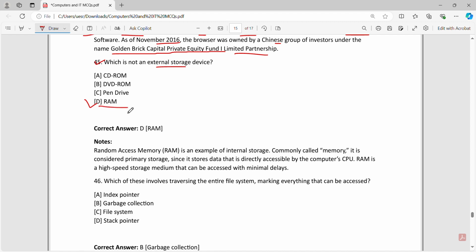Question number 45. Which is not an external storage device? So RAM is the correct one. Random access memory, RAM, is an example of internal storage, commonly called memory. It is considered primary storage since it stores data that is directly accessible by the computer's CPU. RAM is a high speed storage medium that can be accessed with minimum delays.